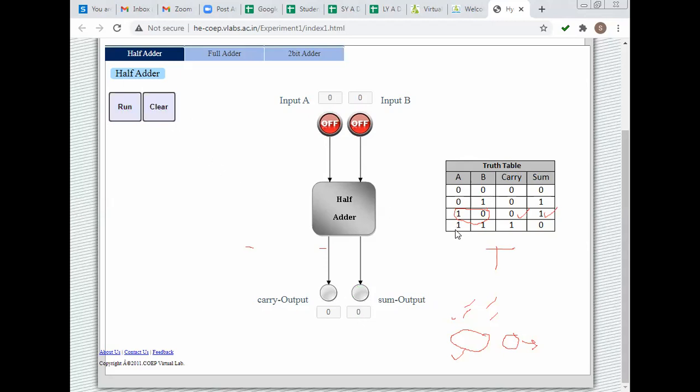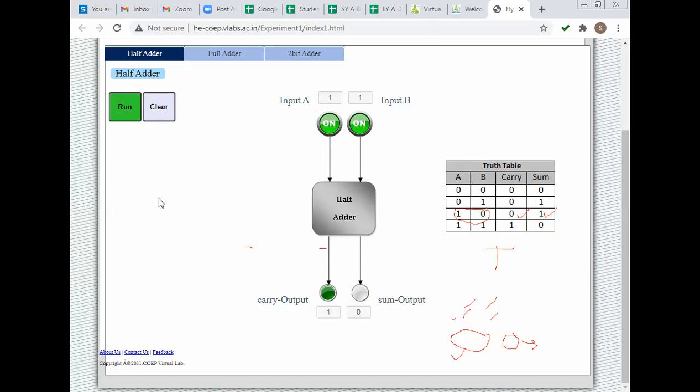Also you can check the last case, that is 1 1. What is the carry and what is the sum? Carry 1, sum 0. Run with 1 1. What is the output? Carry 1, sum 0. Simply, here you can clear your theoretical concept and cross check with your practical. Okay, this is a virtual lab practical. You can practice on that virtual lab.